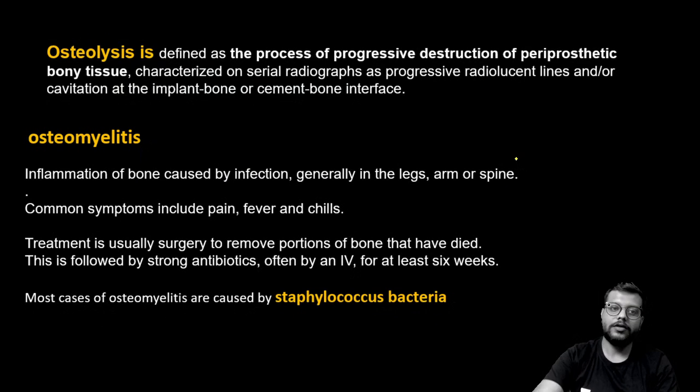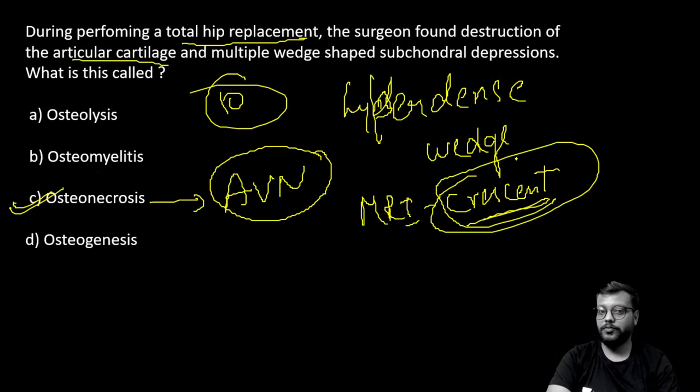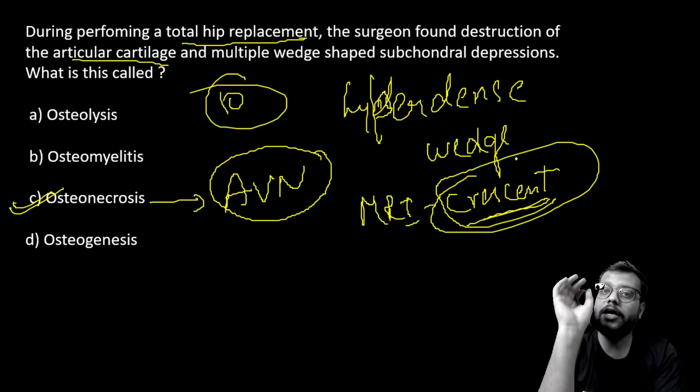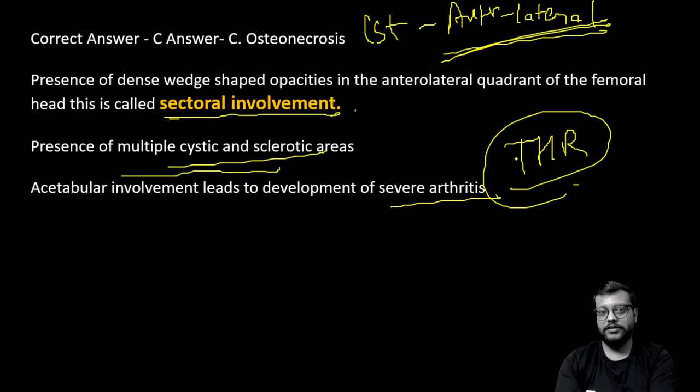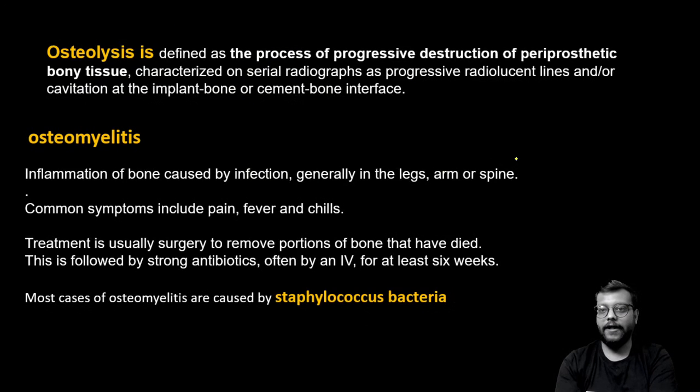Okay, so now what is... अब दूसरे ऑप्शंस को मत भूल जाओ: ऑस्टियोमायलाइटिस, ऑस्टियोजेनेसिस, ऑस्टियोलाइसिस. ऑस्टियोमायलाइटिस सब जानते हैं, it is infection of the bone, it is called as osteomyelitis. Okay, most common bacteria causing osteomyelitis is Staphylococcus. And what is osteolysis? ऑस्टियोलाइसिस क्या होता है, ये बहुत अलग different condition होती है and potential question मानता हूँ मैं तो इसको.